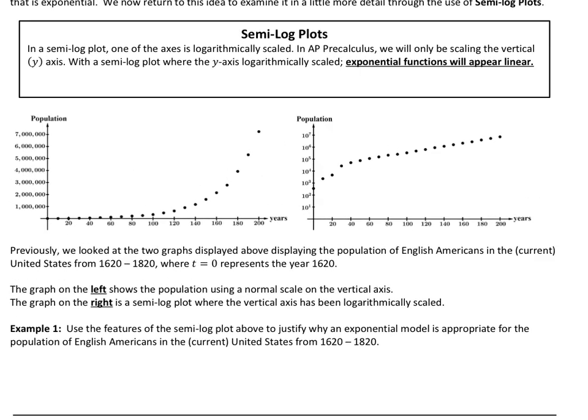In a semi-log plot, one of the axes is logarithmically scaled. For AP Pre-Cal, we will only be scaling the vertical axis. In real life, you can also scale the x-axis, and that's called a log plot when both of them are log. But we're only doing semi-log, so one of them is logged, which is the y value. And with a semi-log plot where the y-axis is logarithmically scaled, exponential functions will appear linear. That's huge. We're going to highlight that. That's a huge concept for today.